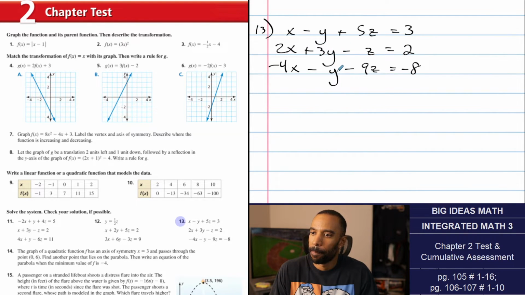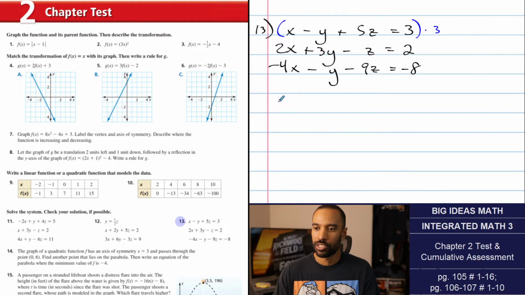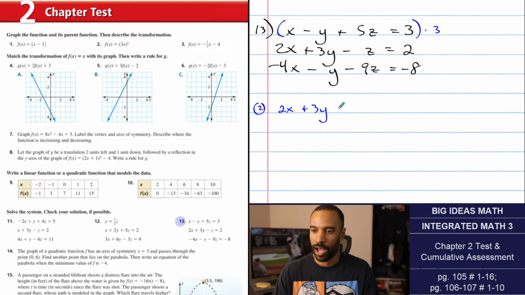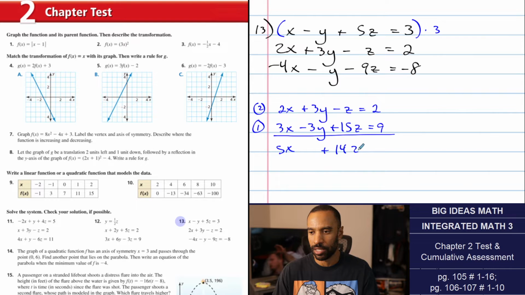If we eliminate, I'll probably eliminate y. Let's multiply both the top and bottom equations by 3 to eliminate y that way. I just like not changing signs if I don't have to. So let's rewrite equation 2, old school, as 2x plus 3y minus z equals 2. And the top equation is now multiplied by 3, where we have 3x minus 3y plus 15z equals 9. Now when we add down those lists, the y's go away, and we get 5x plus 14z equals 11. Nothing can really reduce there, so we'll leave that.